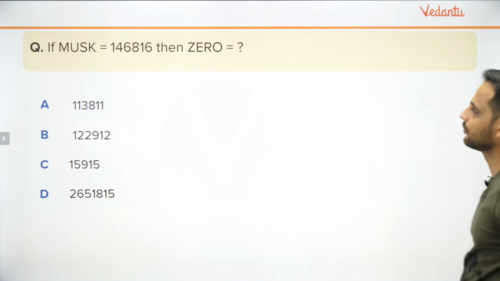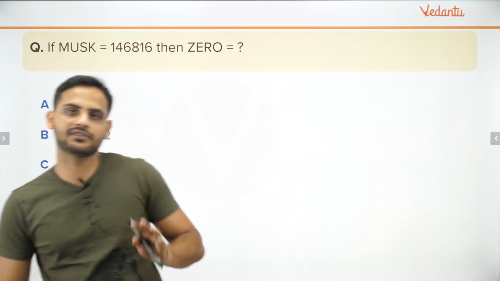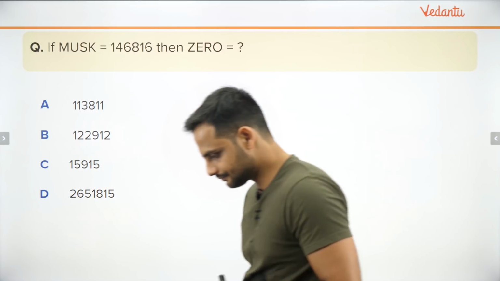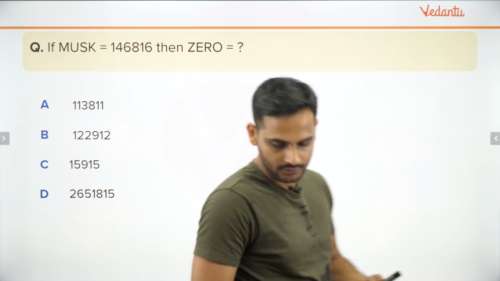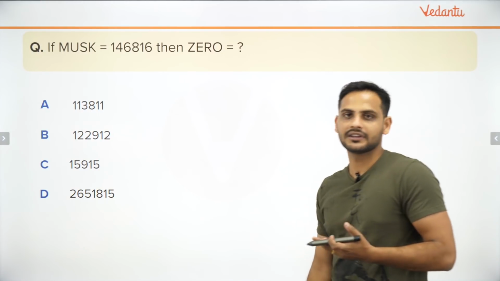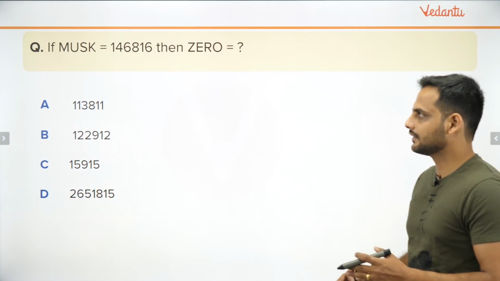Musk is 146816, then O is equal to what? Now this question was difficult. I would definitely say that this question was difficult. So how do we get the pattern part? If such a big number is there, obviously multiplication and addition will not make sense. So let us write their alphabets' numerical values.